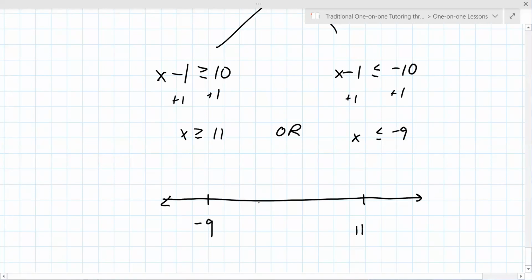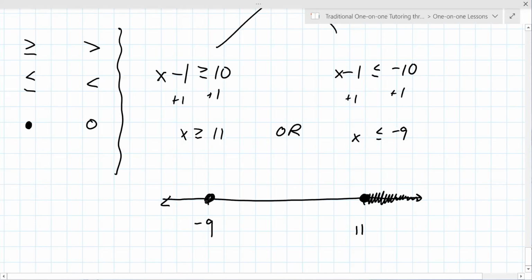So a couple things off to the side here. If you have a less than or equal to, greater than or equal to, it's a filled in dot. If you have a greater than or less than, it's a bubble. Now you have greater than or equal to, so it's a filled in dot. And this literally means all the numbers bigger than 11. So that's all this stuff to the right. And this one is -9. This is all the ones to the left because it means all the numbers smaller than -9, just on to infinity.